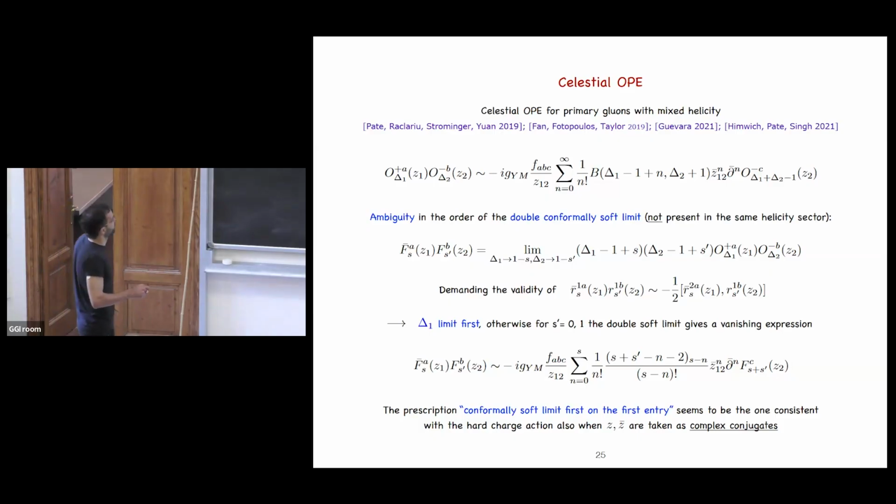And if you do that, this is the OPE that you get when you do the double soft limit. So this is the OPE which is consistent with the mixed helicity bracket that I computed before. So there is a prescription, which also seems to be valid when you treat Z and Z bar as complex conjugate. As I was saying before, there would be extra terms appearing in this OPE, but at least for the case where S is more than 1, we know that those extra terms go away when you take the conformally soft limit, and the prescription remains the same. So delta, the first entry, has to go soft first.